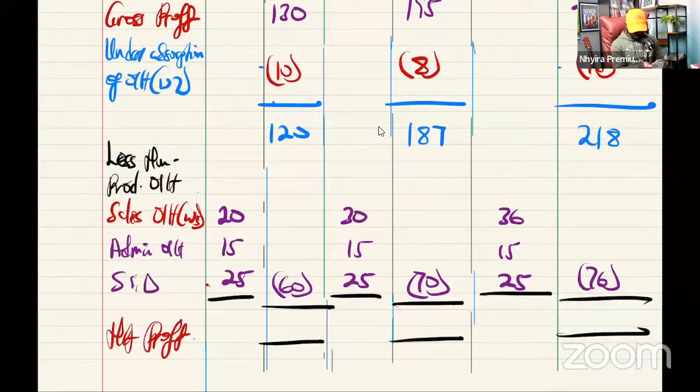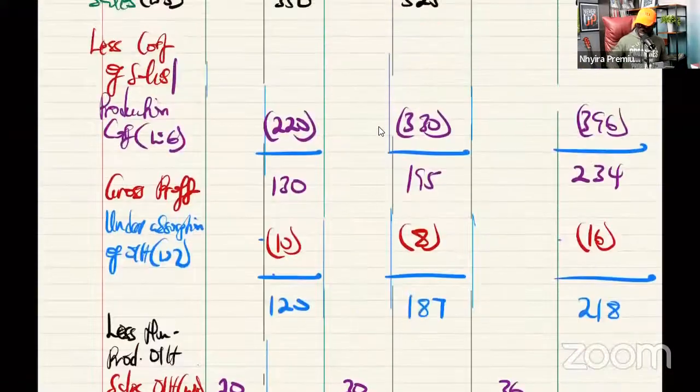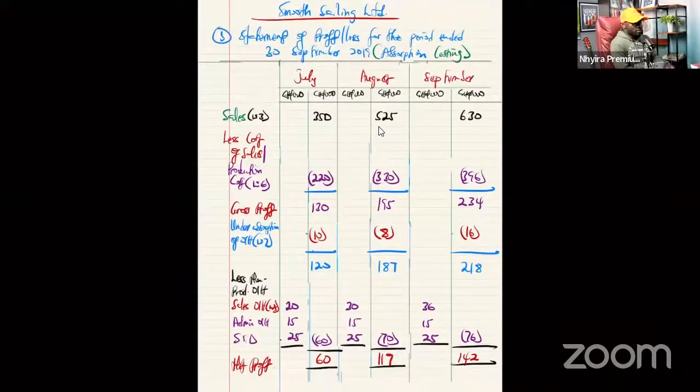This gives you the net profit. So that's 120. Okay, that's 60. I could do that. Okay, I could do all that also. 117. And then 218, 76, 142. So this is also the answer to the question using absorption costing.